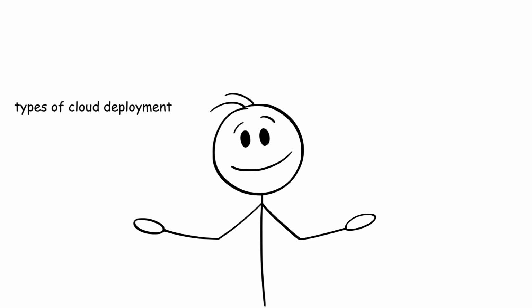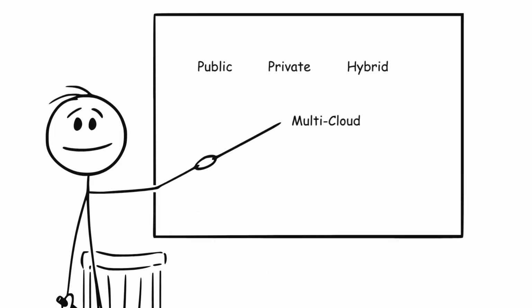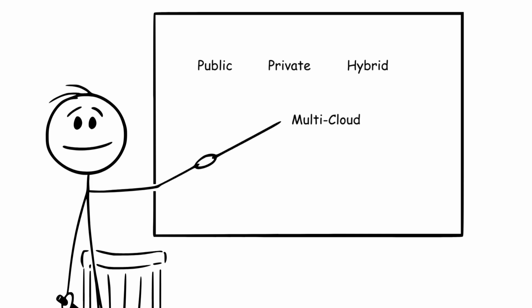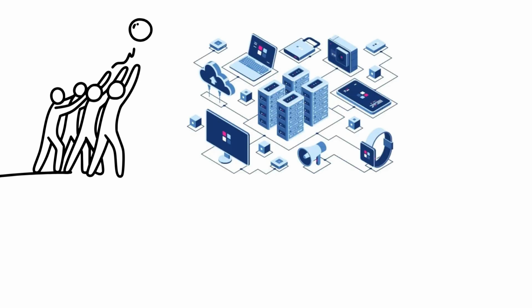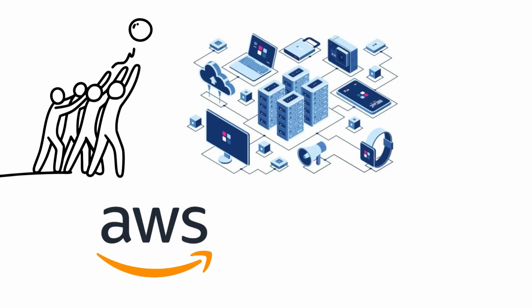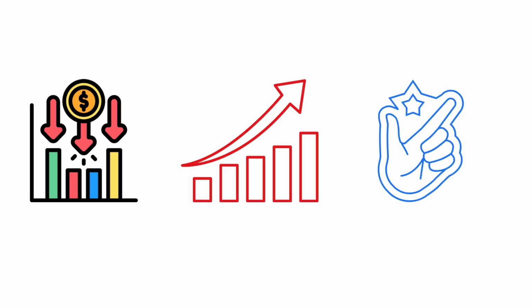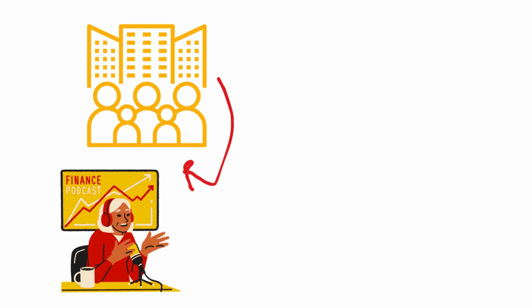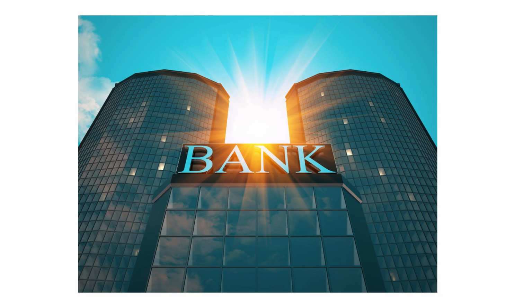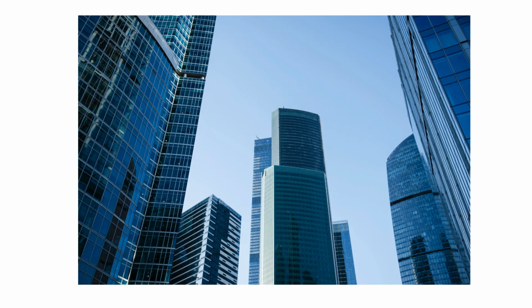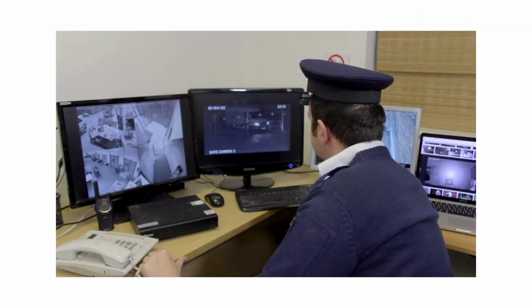Basically, who owns and uses the cloud? There are four main types: public, private, hybrid, and multi-cloud. Public cloud, open to everyone. Infrastructure owned by cloud providers like AWS or Google Cloud. It's affordable, scalable, and easy to start. Private cloud, dedicated to one organization only, either hosted on-site or privately managed, used by banks, governments, or big companies needing full control and security.